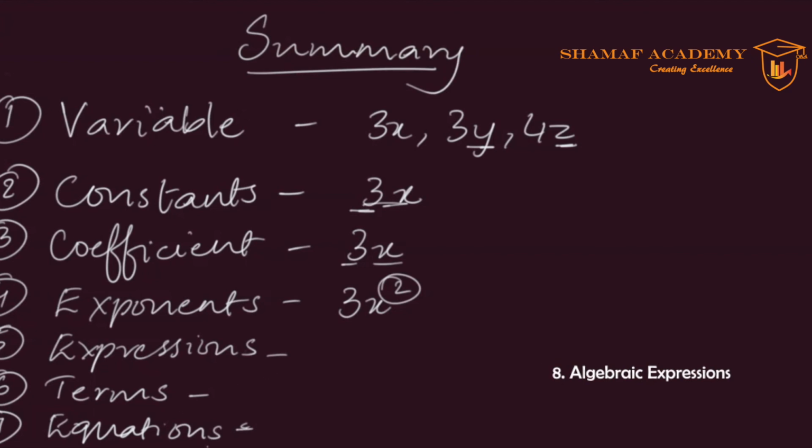So let me just give you a brush up on expressions, terms and equations again. Suppose these are called expressions and the number of them are called terms. There are 2 terms, so we call them 2 terms. And if there is an equal sign, it becomes an equation.